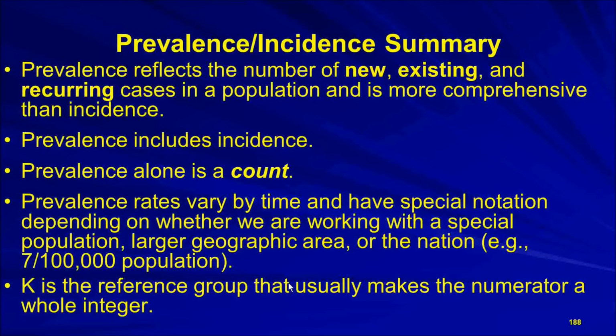Okay, K is a reference group that usually makes a numerator a whole integer. I showed you a case where it didn't. Government reports usually report to thousands, and sometimes this is just what occurs. Oftentimes when you want to make comparisons, you want to use the same denominator so that you can make them. So if you want to talk about the difference between incidence rates and prevalence rates, you're able to do so.